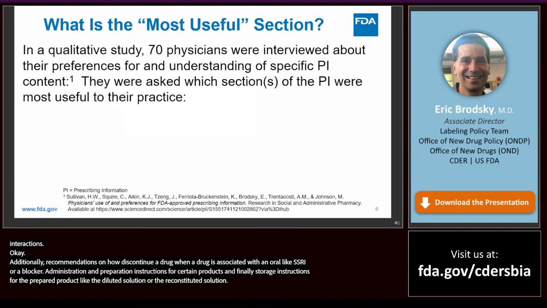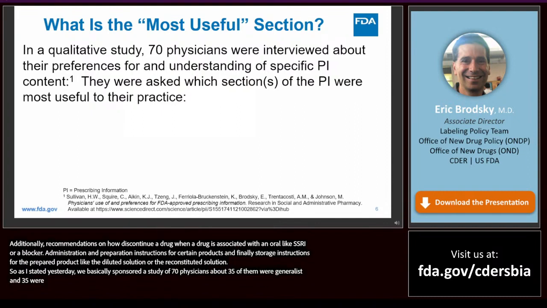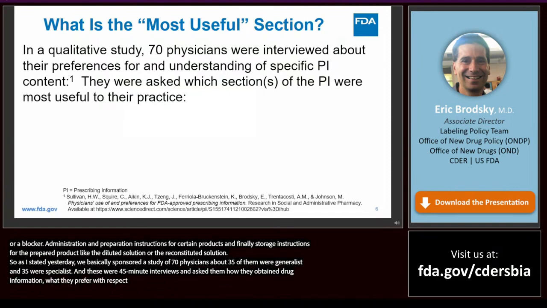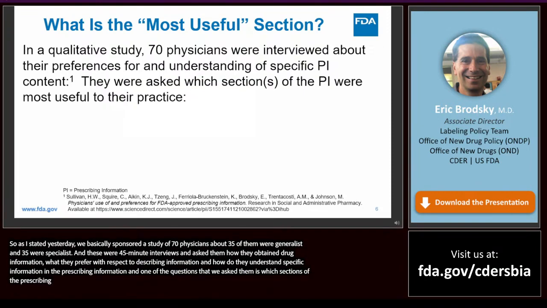So as I stated yesterday, we basically sponsored a study of 70 physicians. About 35 of them were generalists and 35 were specialists. These were 45-minute interviews, and we asked them how they obtain drug information, what they prefer with respect to the prescribing information, and how they understand specific information in the prescribing information. And one of the questions that we asked these 70 physicians is which sections of the prescribing information were most useful to their clinical practice.